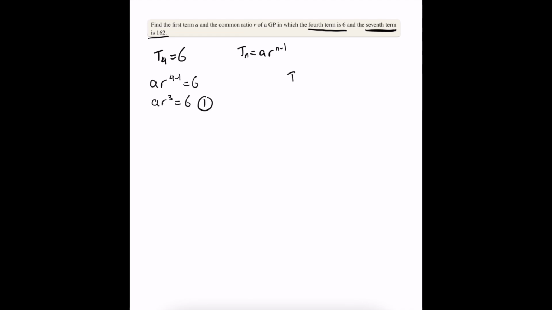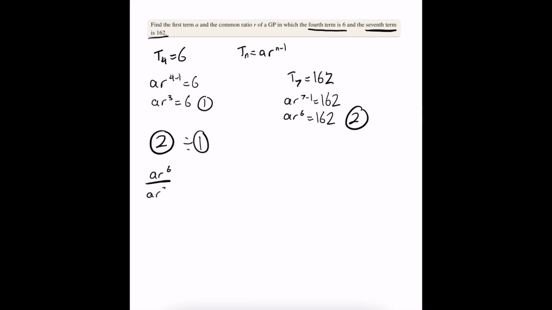And our second equation says that the 7th term, T7, is equal to 162. So A R to the 7 minus 1 equals 162. And we get A R to the power of 6 is equal to 162. And that's our second equation. Now if I take 2 and I divide it by 1, what I will get is AR^6 all over AR^3. And that's equal to 162 over 6. And what we end up getting is R cubed is equal to 27. And the cube root of that is 3.